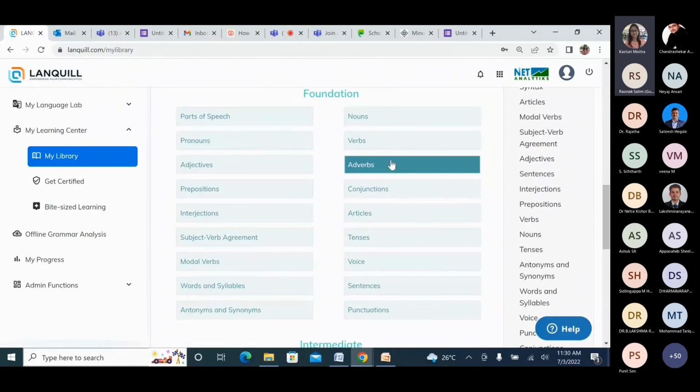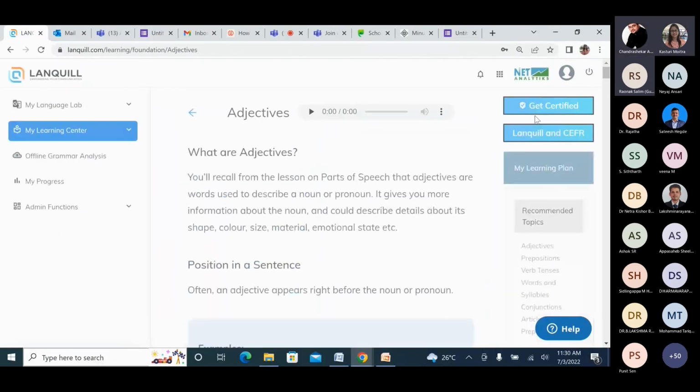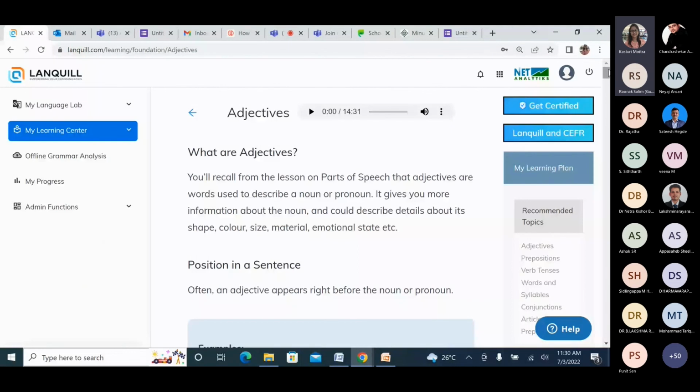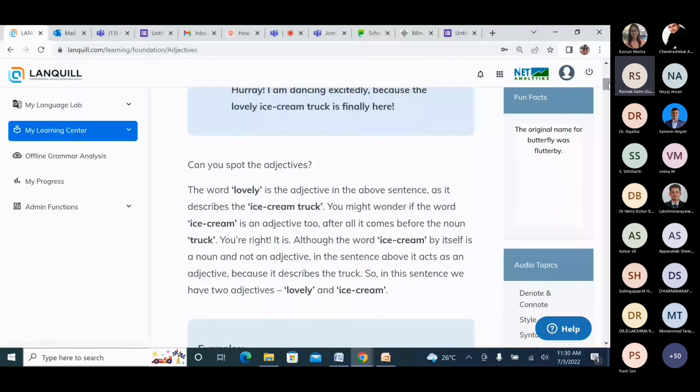So whatever we have covered here, as you can see, because we are quite confused with adjectives, in the very first level, that is the foundation level, we have adjectives. Click on this, we have the entire content on adjectives. So hopefully all the confusions can be cleared over here itself.